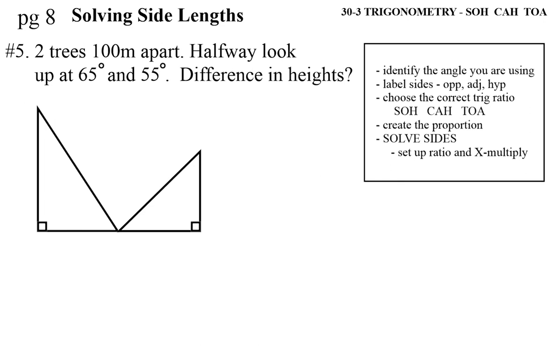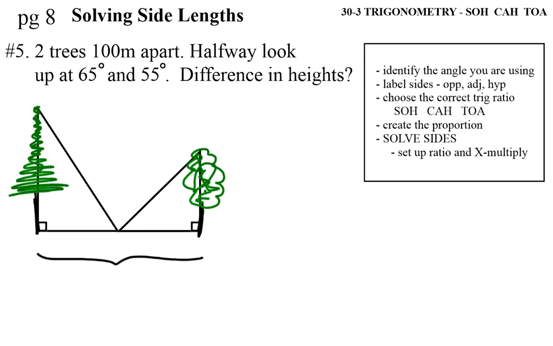Here we go. Two trees are 100 meters apart. So here we go with my pretty drawing again. Two trees. Oh, look at this nice tree there. I could draw birds in there if I wanted, but I'm not going to. There we go. There's our two trees. We know they're 100 meters apart, and halfway in between, so that means we have 50 meters and we have 50 meters.